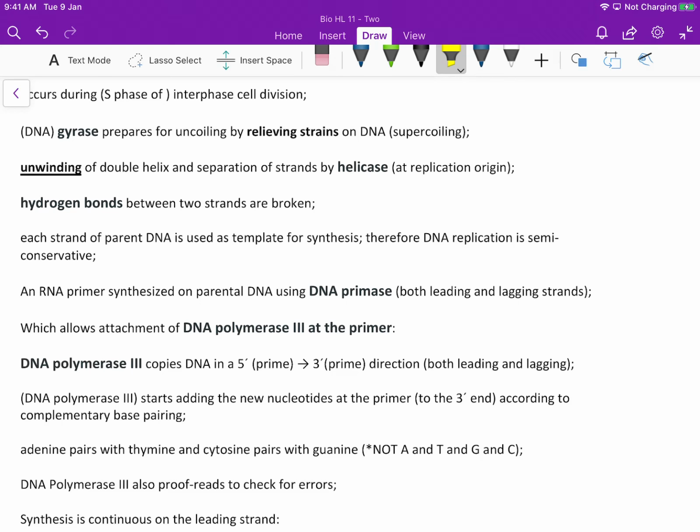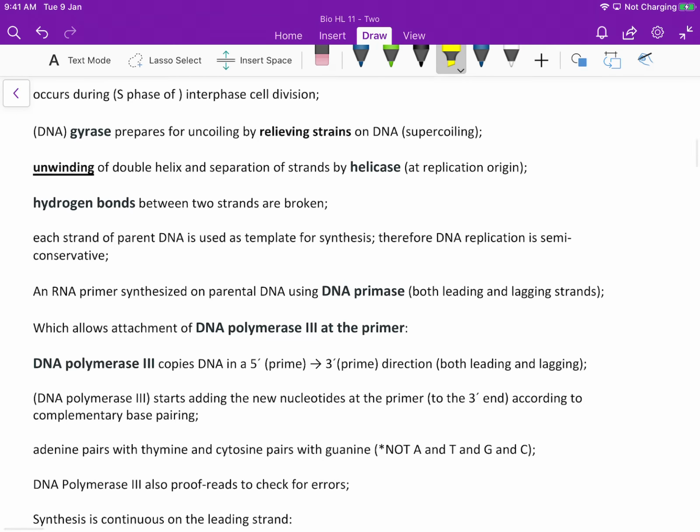So here's our rather long summary. Now this is usually an 8-mark question, and so you could miss quite a lot of the points and still get the marks. So we could talk about when it happens. DNA replication is during S phase of interphase, before mitosis. We saw that gyrase prepares for the uncoiling that helicase is going to do by relieving the strain on the DNA, relieving the supercoiling. Then we had our first enzyme on our replication fork, which was helicase, which was unwinding the double helix, separating the strands by breaking the hydrogen bonds between the two strands.